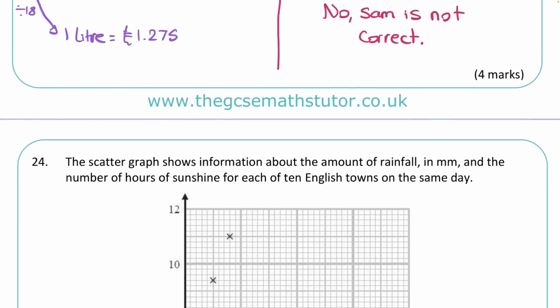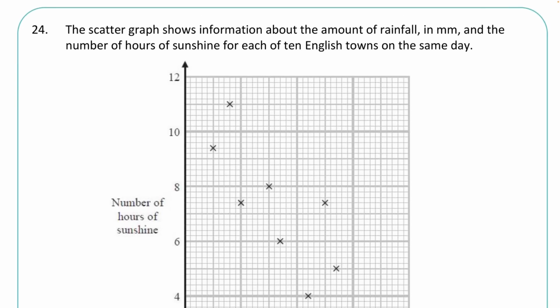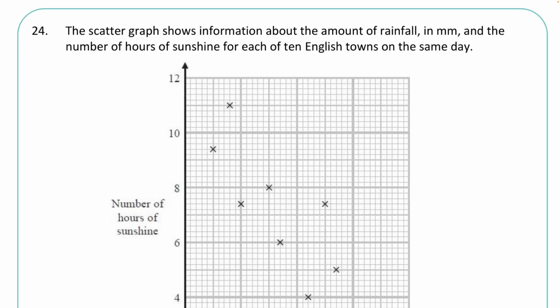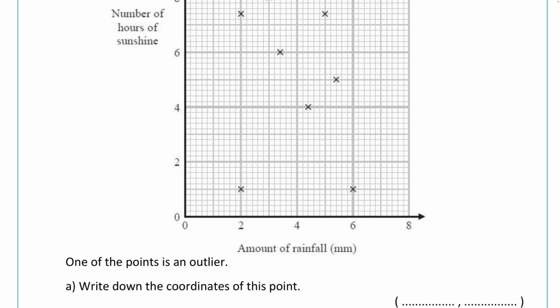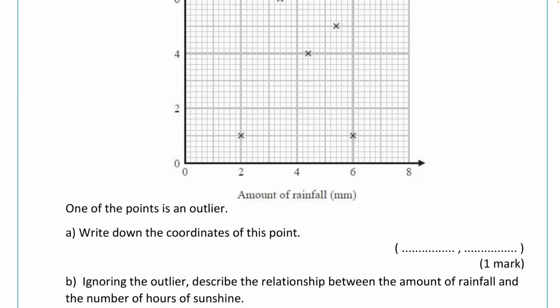Okay, so on to our next question. We have a scatter graph. It says the scatter graph shows information about the amount of rainfall in millimetres and the number of hours of sunshine for each of 10 English towns on the same day. So you can see here we've got all the information, and it says one of the points is an outlier. Write down the coordinates of this point.